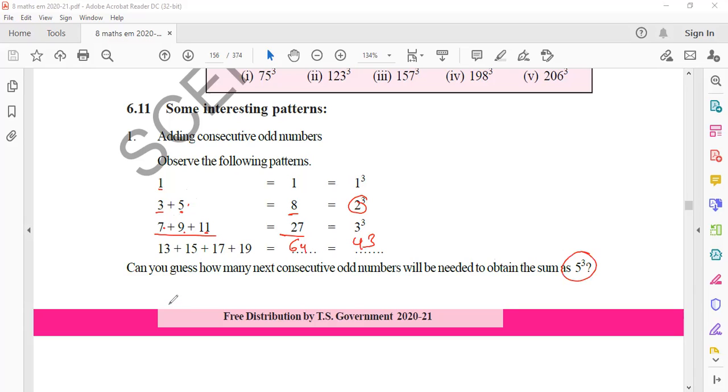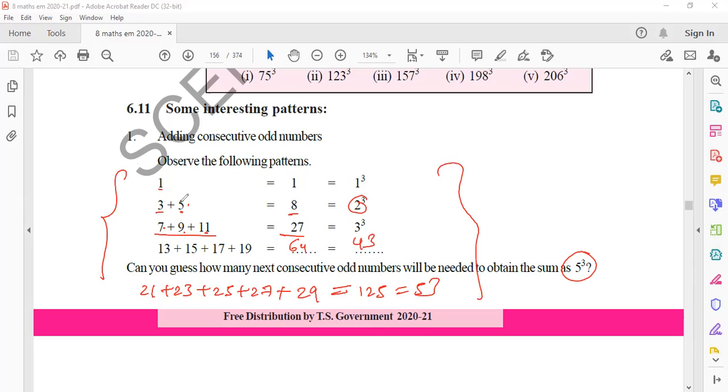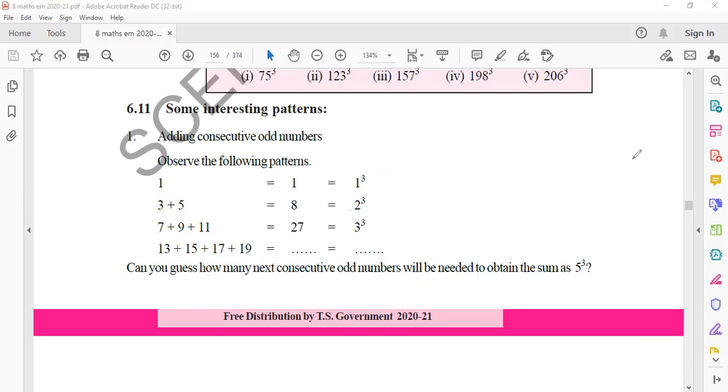What is needed for the summation of 5 cube? After 19, you write down 21, 23, 25, 27, and after 27, 29. When we do this addition, it becomes 125, which is 5 cube. This is the extension they are asking. They need the odd numbers 1, 3, 5, 7, 9, 11: one number, then two numbers, three numbers, four numbers, and five consecutive odd numbers. You can do the addition and you'll get the sequence of cubes. It's very simple. Next, go down.